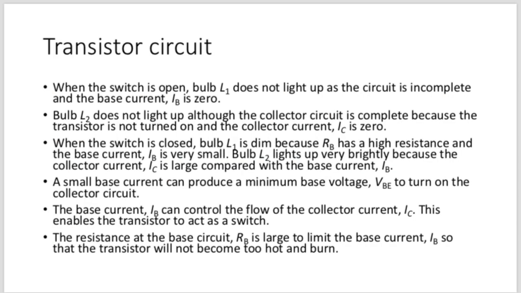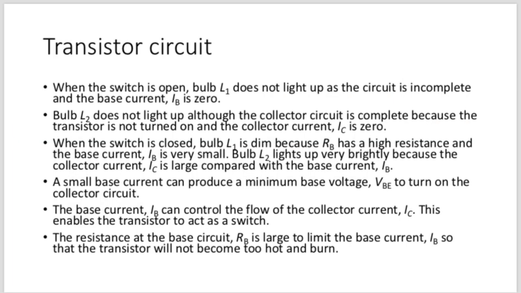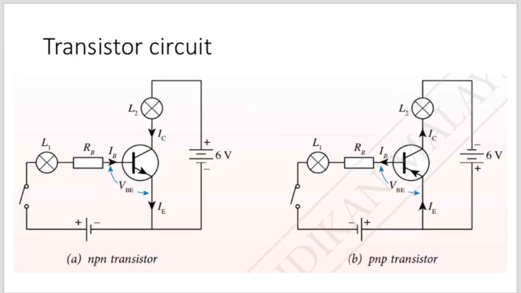However, L2, the second light bulb, also does not light up. Which, if you think about it, normally should be able to light up. Why? Because this other half of the circuit is actually complete. However, since B, the base, is not receiving any current, it stops the collector circuit from flowing. So this base here is basically saying, I'm not getting any current, so you're also not allowed to get any current.